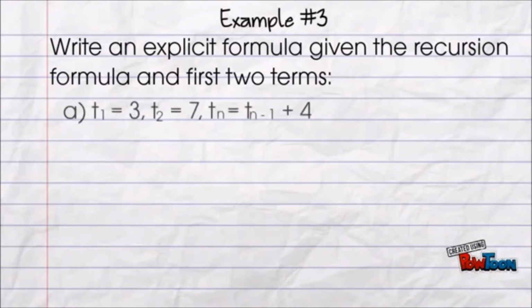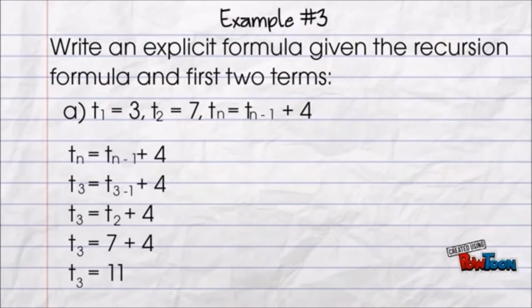Example number 3 asks us to write an explicit formula given the recursion formula and the first two terms of a sequence. Once again, we need to confirm that this sequence is actually an arithmetic sequence. And to do that, I've substituted 3 into the recursion formula, from where I got t2 plus 4, and we know that t2 equals 7. And then from there, I got t3 equals 7 plus 4, therefore t3 equals 11.